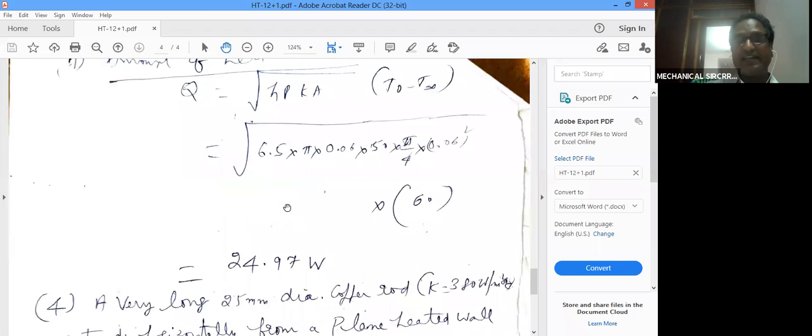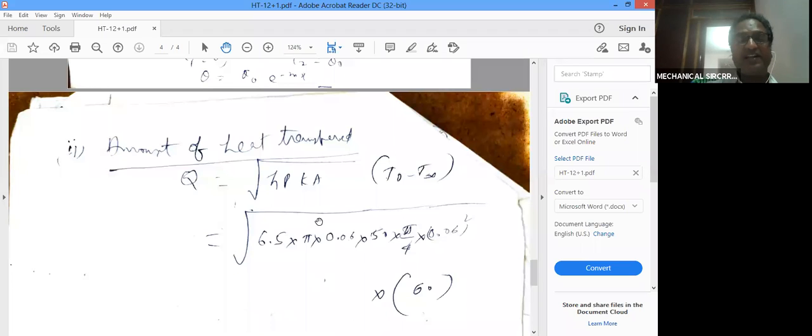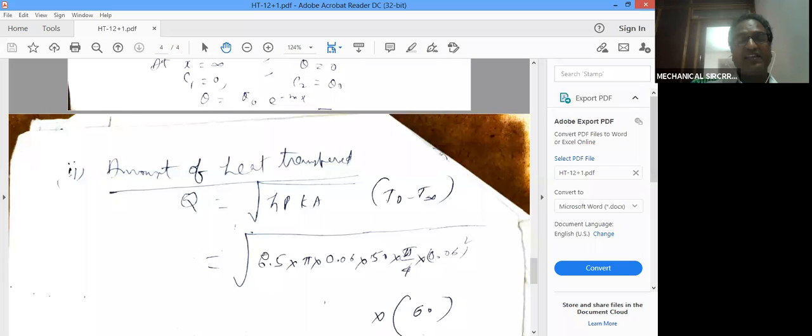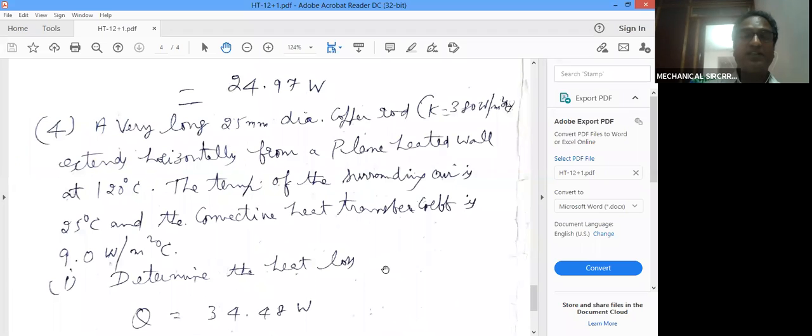You will be getting 24.97 watts. So the amount of heat transferred through this lengthy pin, what is the value after calculation? This 24.97 watts. Okay?